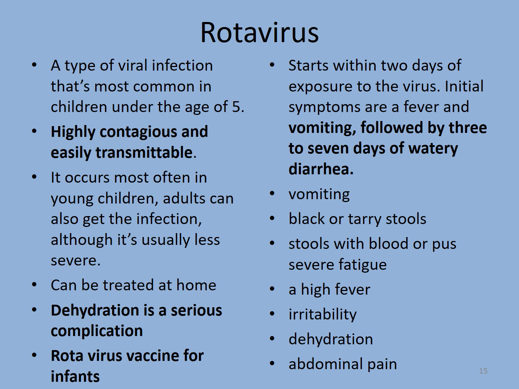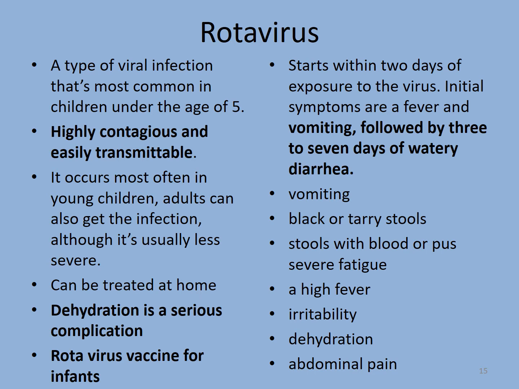Generally, the symptoms will start about 2 days after the child's been exposed. And initially, they'll have a fever and a little vomiting, but then it'll be followed by a week, usually, of severe watery diarrhea, 3 to 7 days. It starts with vomiting. The stools will become really watery, black, or tarry. We'll see blood or pus in them sometimes because it's so severe.